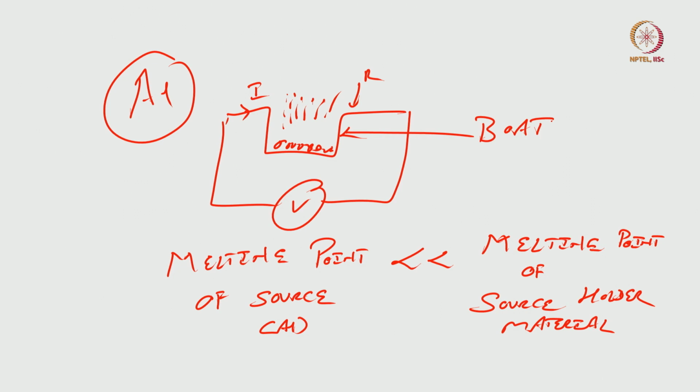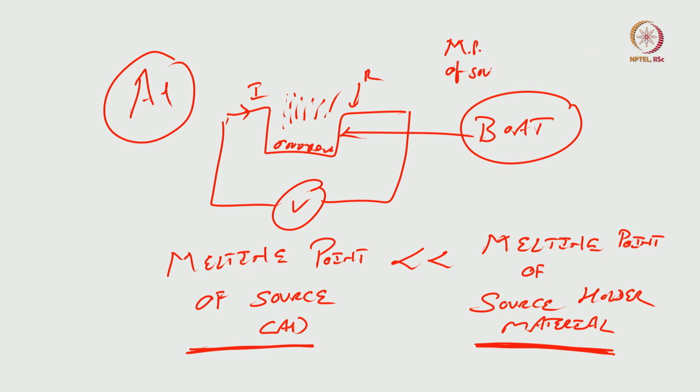The melting point of the source, in this case it is aluminum, but if I do not want to use aluminum and want to use some other material which has a very high melting point. The statement here is that if we want to use thermal evaporation, then the condition is that the melting point of the source should be way less than the melting point of the source holder material, so that the boat will not melt while the source is melting, in this case aluminum.